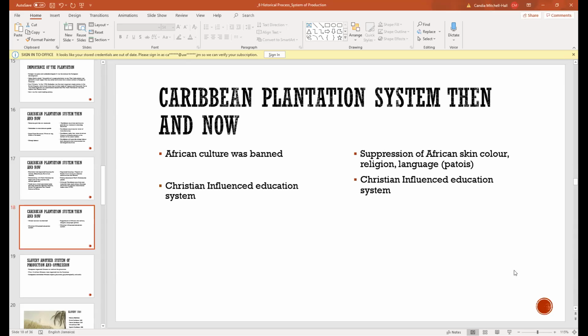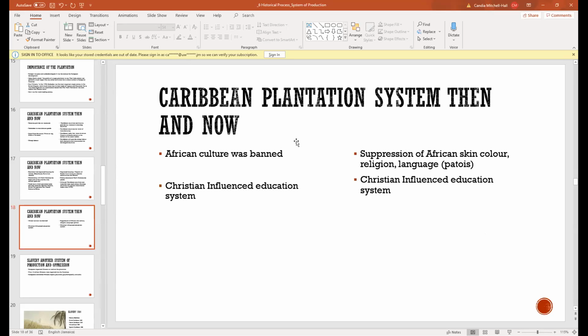Our school system is very Christian based. You go to school, you have a devotion, you pray. If you look at most of the schools, you'll find that they have the pledges and all of these different things. The school motto and all of that is in religious terms. It is a form of suppression.